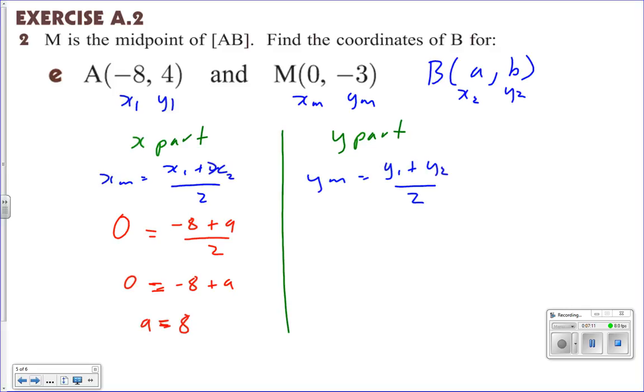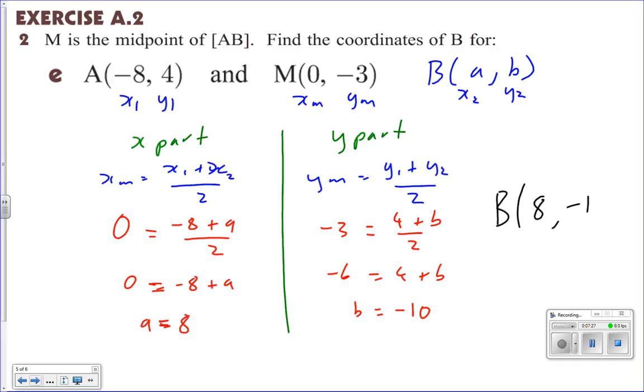Let's line up my equal signs a bit better. So here's going to be -3 equals (4 plus b) over 2. So -6 equals 4 plus b. So b equals -10. So again, our final solution, B is (8, -10).